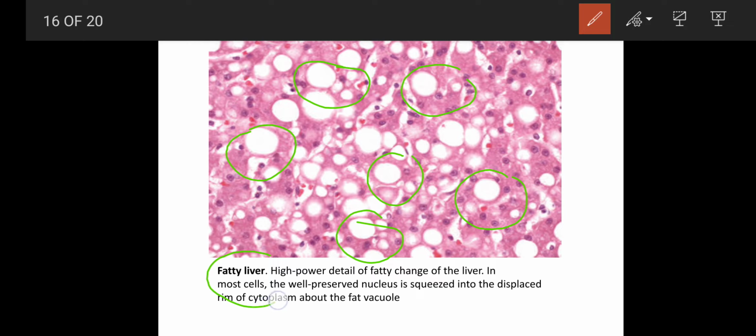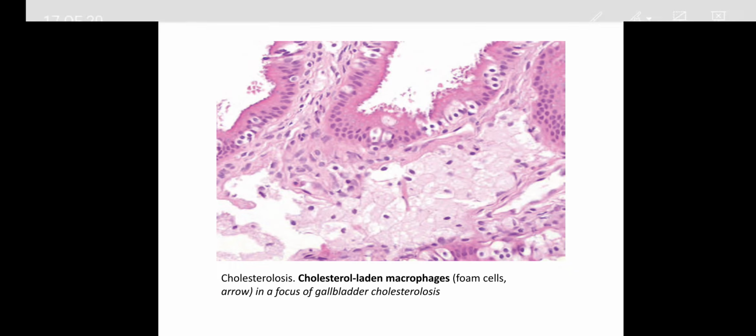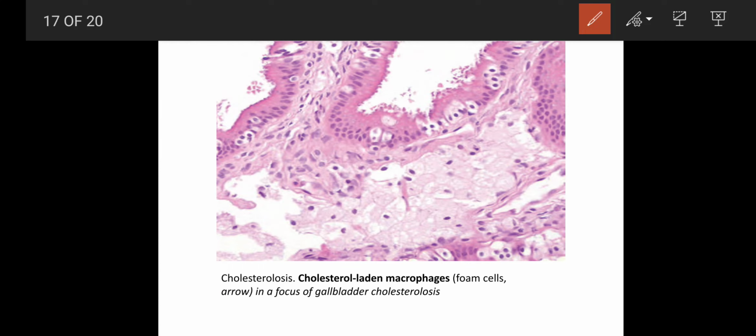This is a classical picture of fatty liver. Let us look at the next image. Now if we are looking at this image, this is a classical example of again intracellular accumulation. As we have seen, we have deposition of fat.